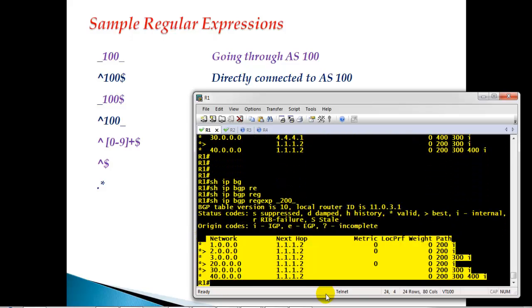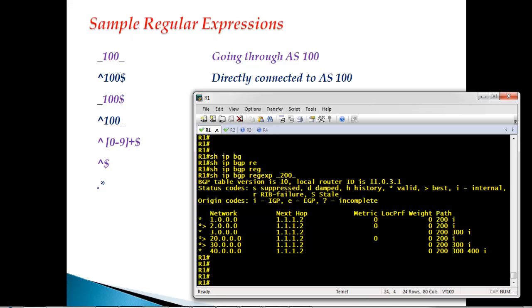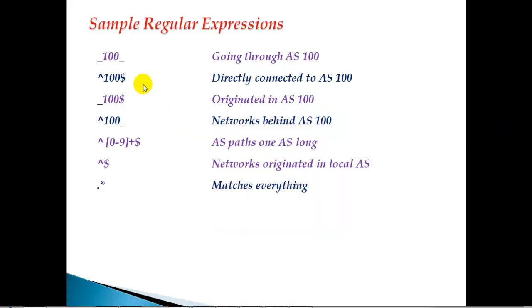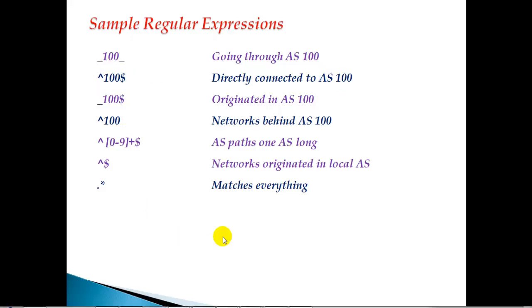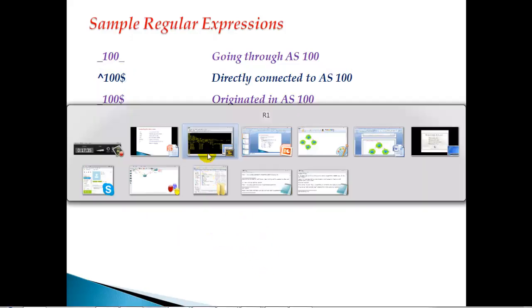Okay. Now in a similar way, if you want to match any prefixes which are directly coming from neighbor 100, when I use this symbol here, it's going to display all the prefixes which are coming from autonomous system 100. So if you see, this symbol means begin with and this symbol means ending with, which means starting and ending will be exactly 100. Let me show you one example here.